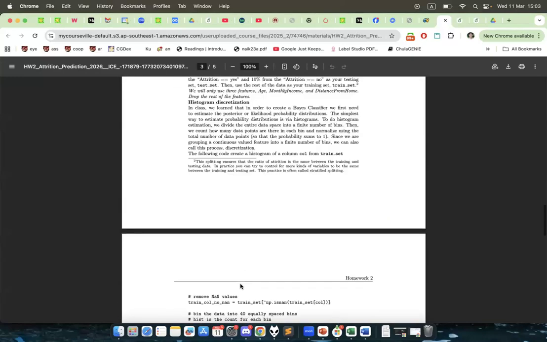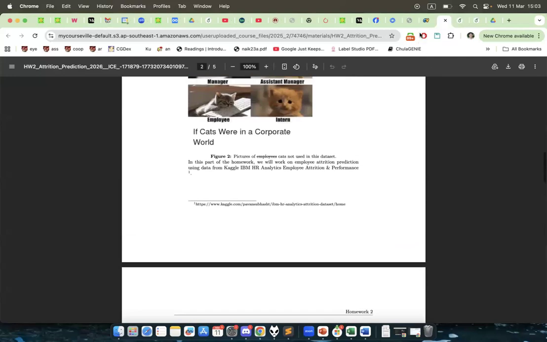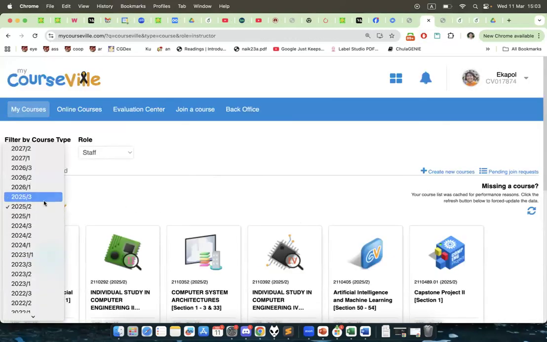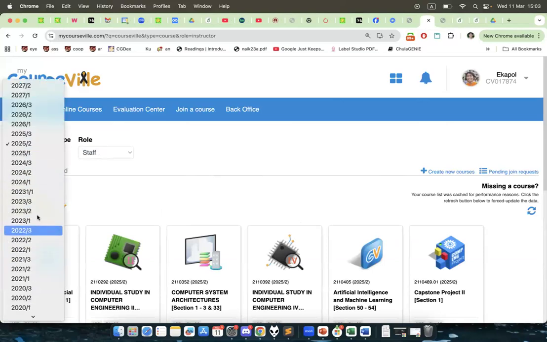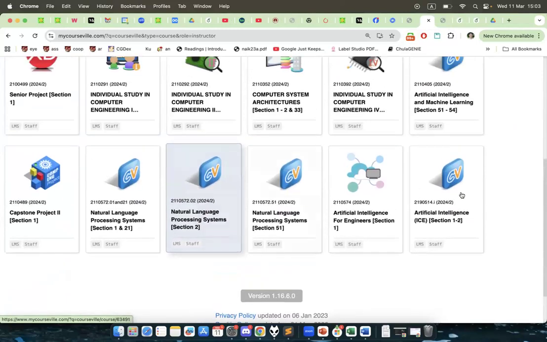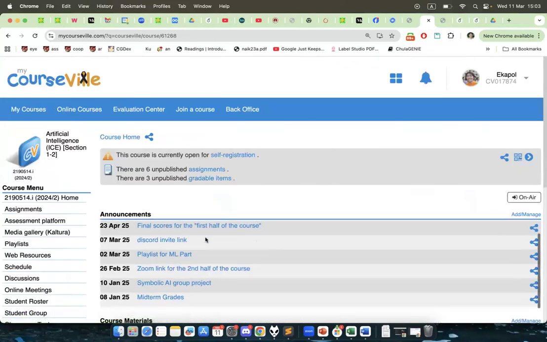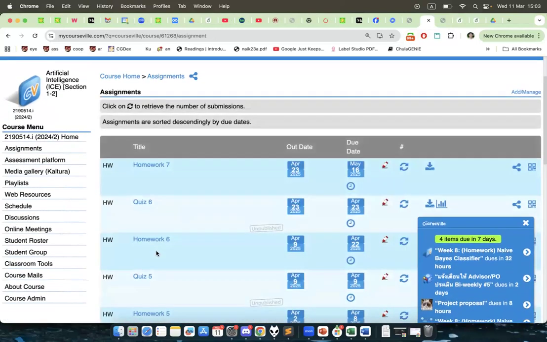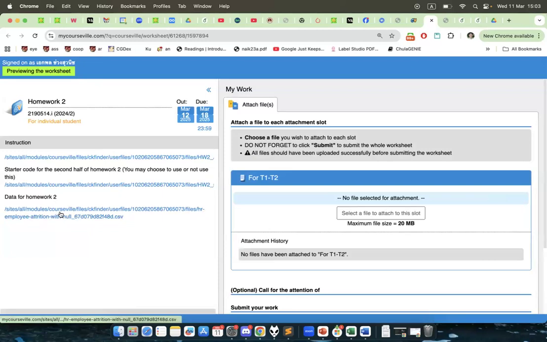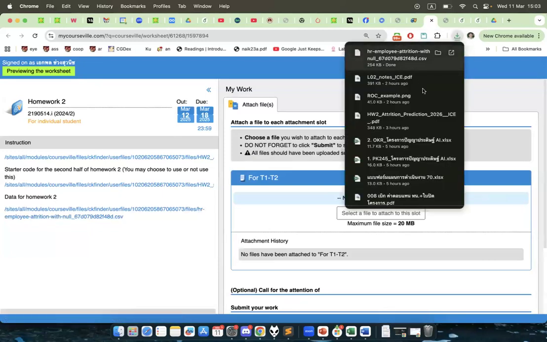So the homework will give you some data set. Actually, I forgot to upload the data set. Let me just go back a little bit. Homework 2. So homework 2 gives you some data set that looks like this.